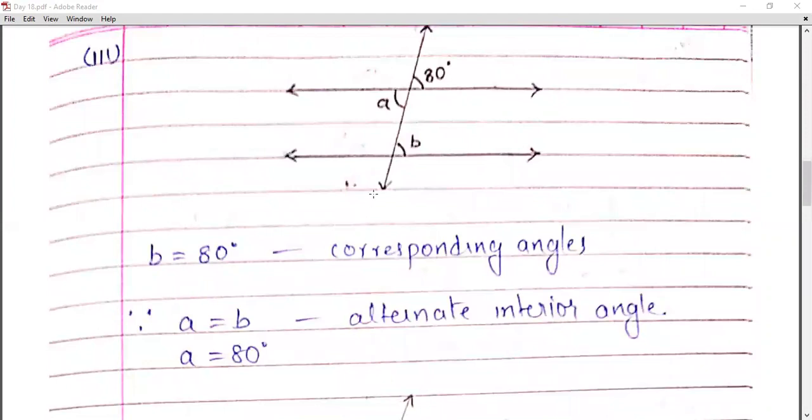Part 3. Here you can see B and 80 degree are corresponding angles. So B is equals to 80 degree. Also A and B are alternate interior angles. So A is equals to B. Substituting the value of B as 80 degree, A is equals to 80 degree.